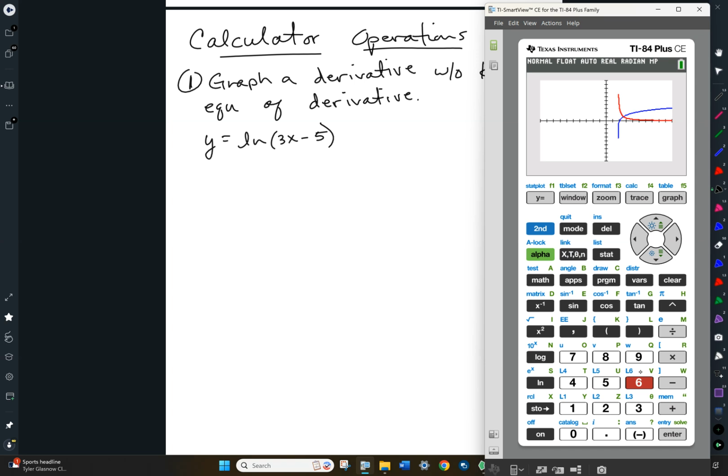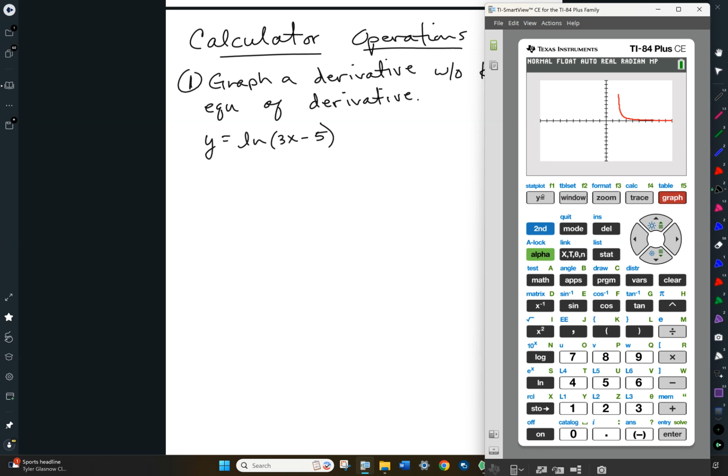So something to keep in mind is a lot of times we don't want to see both. So just a reminder, if you want to turn off one, you move the cursor over to the equal sign, you press enter and that'll deselect it because you don't want to delete y1 because you need to know what y1 is in order to find the derivative of it. But that way, now when I press graph, it's only going to graph the derivative.